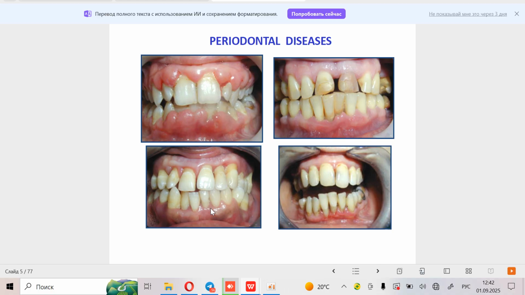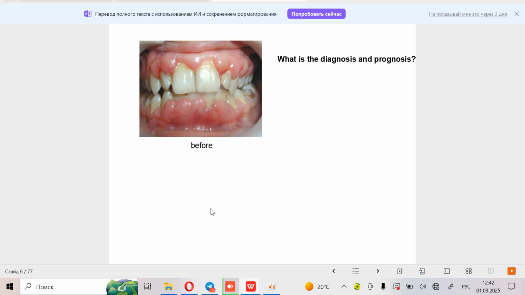Now you can see 4 different clinical cases depending on the different stages of pathological process. And so each patient has his own prognosis, his own planning of treatment, and his own result of the treatment, of course. Now you can see the case before treatment, and I have a question: what is the diagnosis and prognosis of this patient?